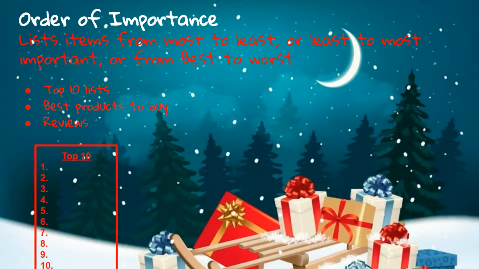Now let's look at order of importance. That lists items from most to least or least to most important, or from best to worst. The easiest example of this is a top 10 list. Any kind of top 10 list, the 10 best movies of 2020, the 10 worst movies of 2020, the 10 best toys to buy for Christmas, or reviews of items. Those are in order of importance.